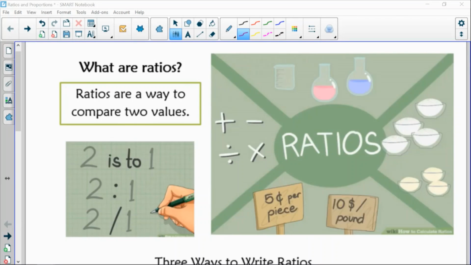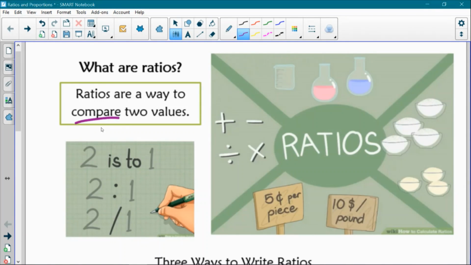So here we're going to be talking about ratios, and a ratio is basically just the relationship between two numbers, how two numbers compare to each other. And here I'm saying that as the comparison, or how we compare two values. So we have some examples over here.